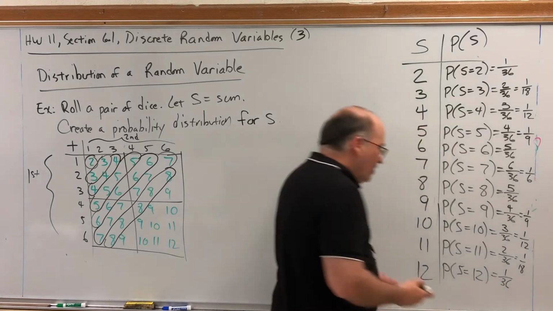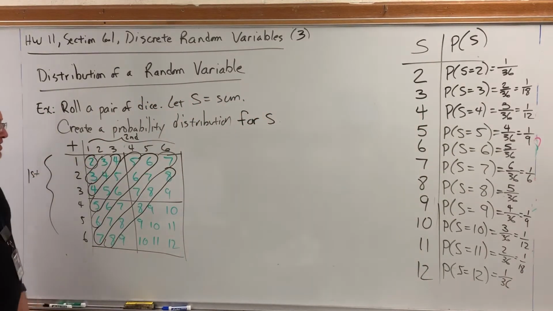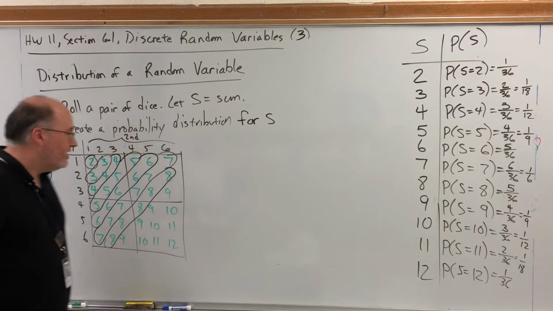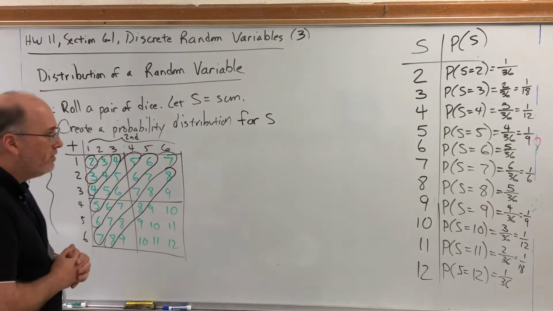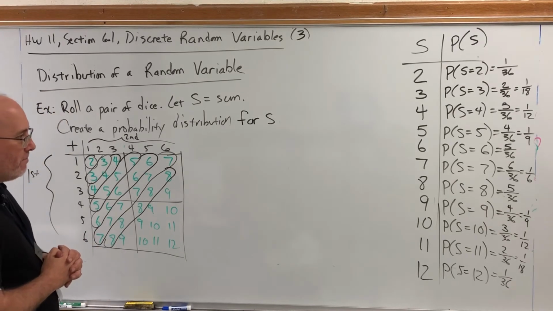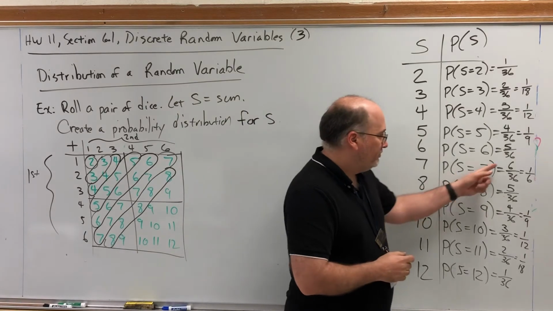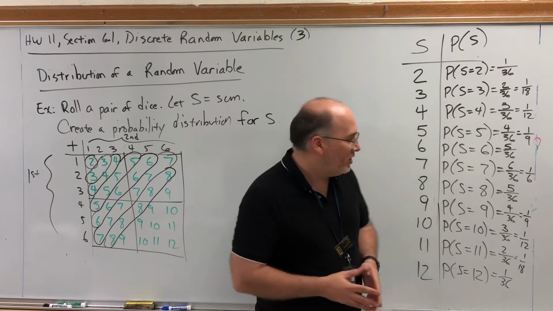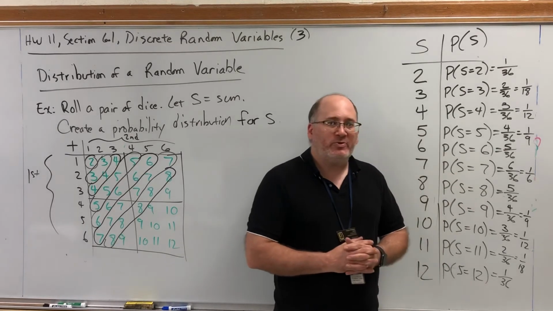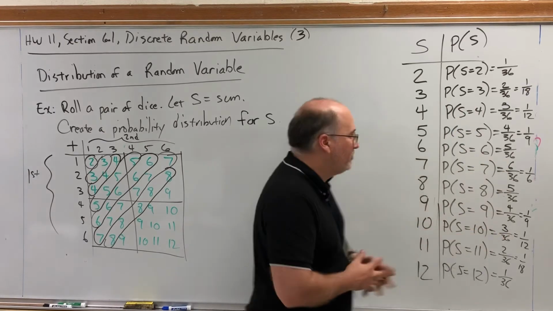The point I'm trying to make is that in some experiments, especially experiments that consist of 2 steps, it's easier to make a table than it is to make a tree diagram. So there's our probabilities. And which sum has the greatest probability? 7. I don't know how many of you have ever played craps in a casino, but there's a reason why 7 is a special sum. It has the greatest probability of occurring out of all the sums.